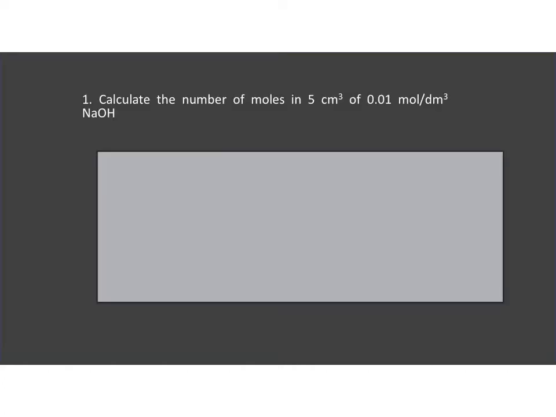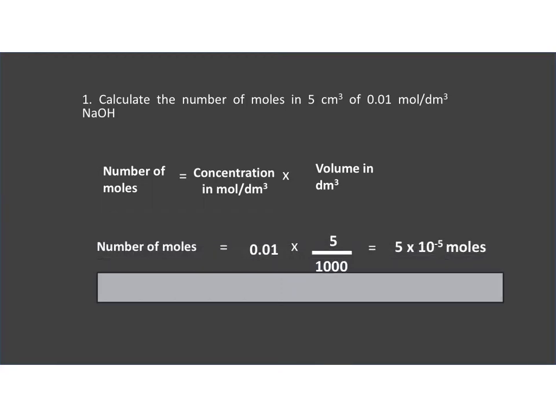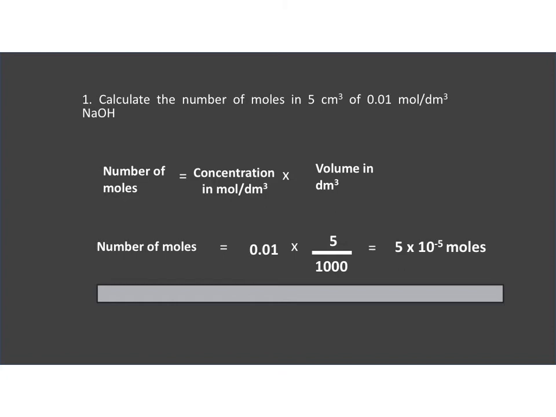Question 1, we're going to calculate the number of moles in 5 centimetres cubed of a 0.01 mole per decimeter cubed solution of sodium hydroxide. So first of all, we need to find the correct equation, which is number of moles is concentration times volume. We then pop the numbers in, but remember that our 5 centimetres cubed needs to be converted into decimeters cubed by dividing by 1,000, and that gives us 5 times 10 to the minus 5 moles.